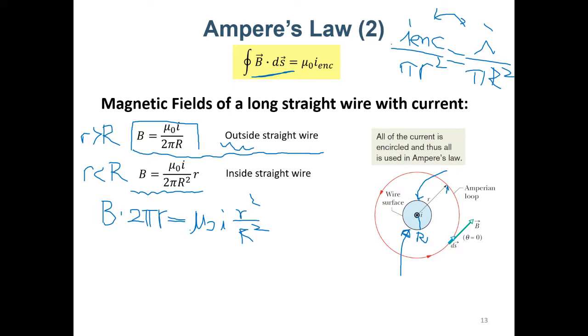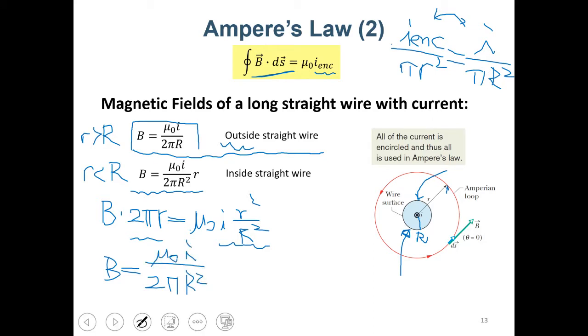And on the right side, what we are concerned with is the I enclosed, so we multiply by pi small r squared on both sides, and pi can be cancelled. So what we have is I times r squared over capital R squared. So we divide by 2 pi r on both sides so that we have B equals mu0 I over 2 pi R squared, times r. So this is the magnetic field inside a straight wire. Any questions?